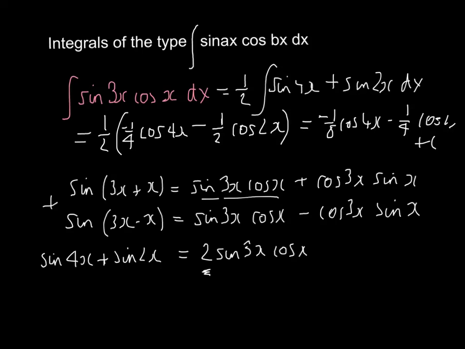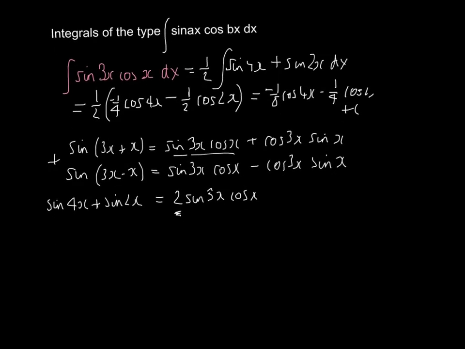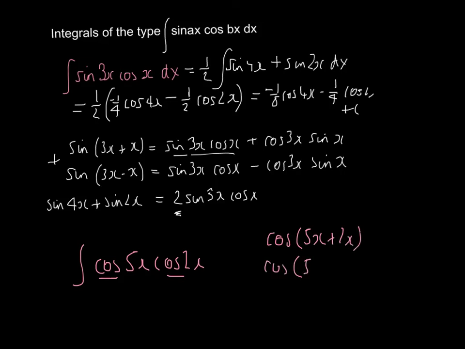Okay, so if we wanted to do one of the other types, say, the integral of, let's say, cos 5x cos 2x, what you need to do there, because we want a cos and a cos term, is to do cos of 5x plus 2x and cos of 5x minus 2x. Okay, and then once you've expanded those, you'll see whether you're going to add or subtract them to get something very similar to what you want to integrate.